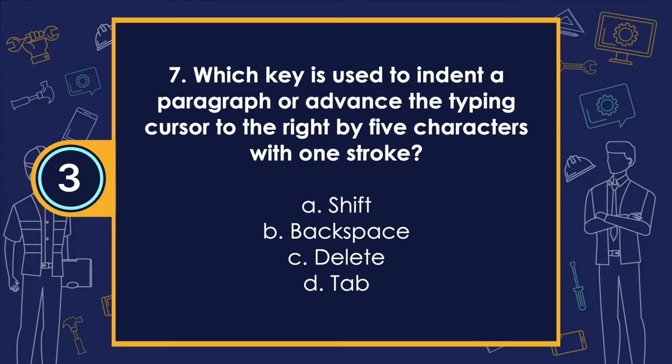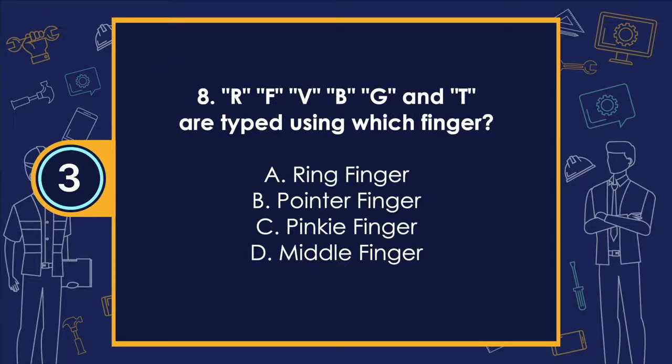Number 7. Which key is used to indent a paragraph or advance the typing cursor to the right by 5 characters with 1 stroke? The correct answer is letter D, tab. Number 8. Letters R, F, V, B, G, and T are typed using which finger? The correct answer is letter B, pointer finger.